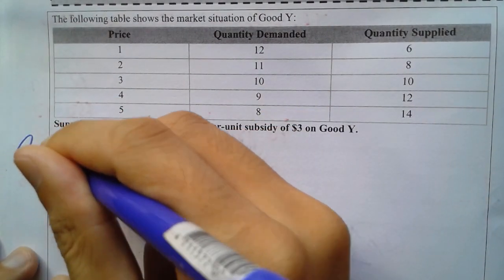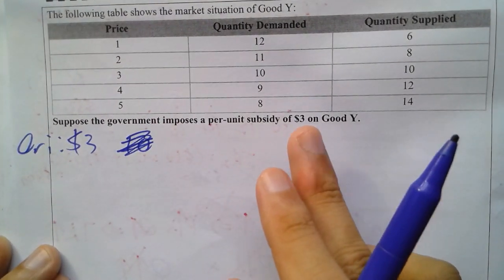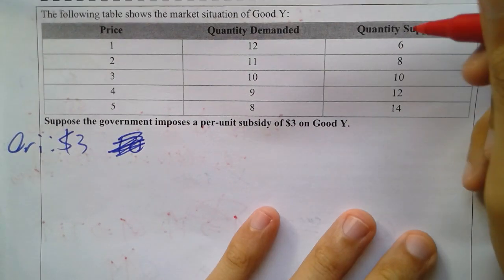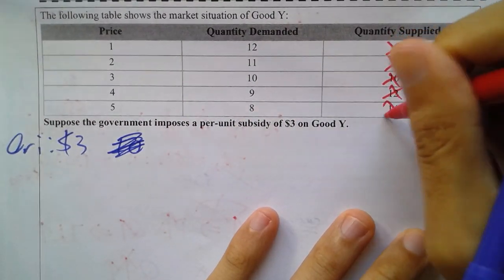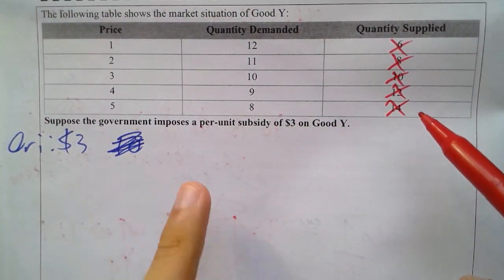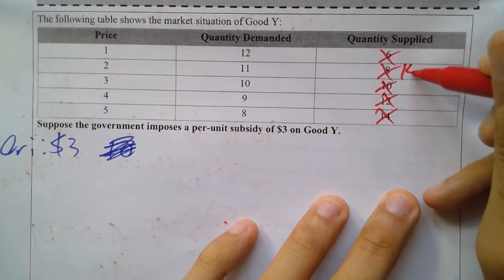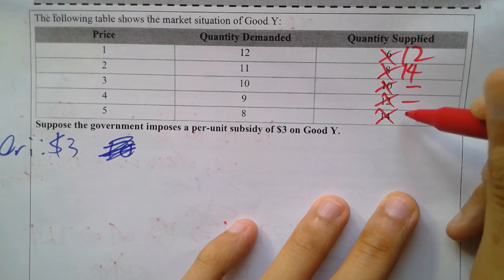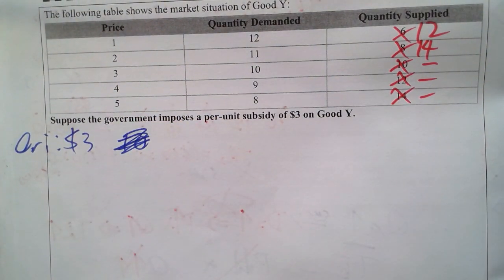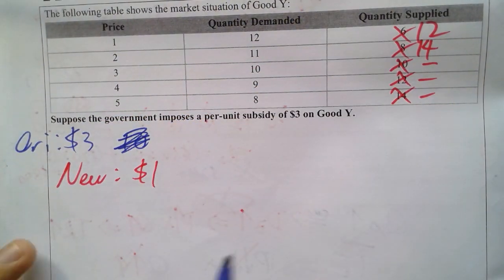This is the original. The original is $3, right? Now, we have a per unit subsidy of $3. Look here. Originally, $5 makes 14. Now I have a $3 subsidy, right? So I only need $2 to make 14, 12, something. I don't know, right? So the new price here, let's look at it. New price would be $1.